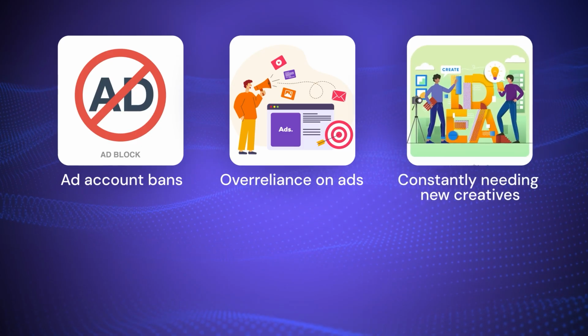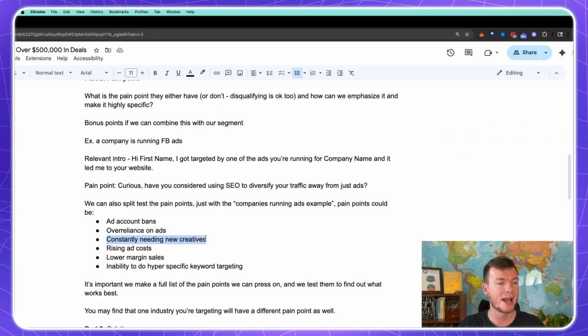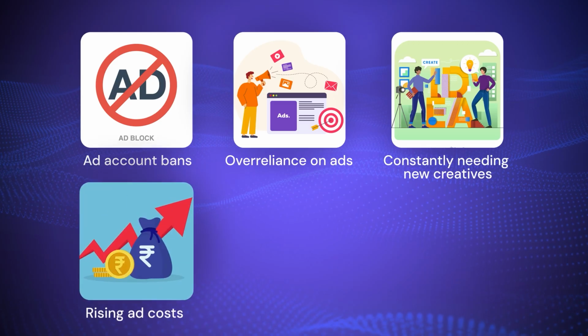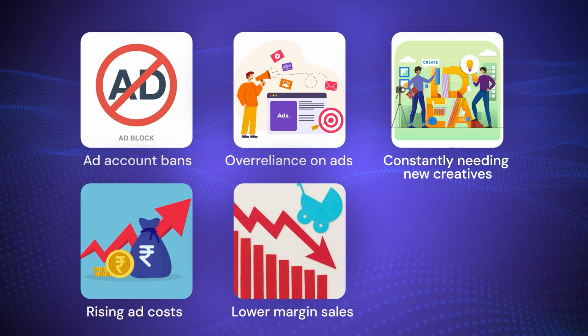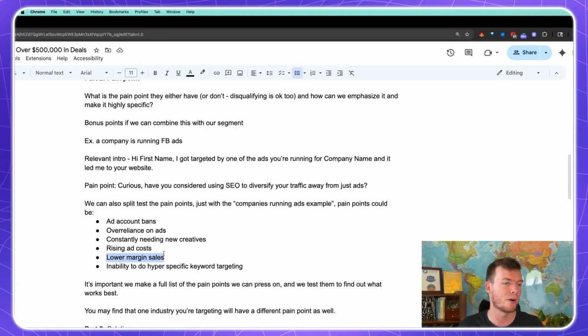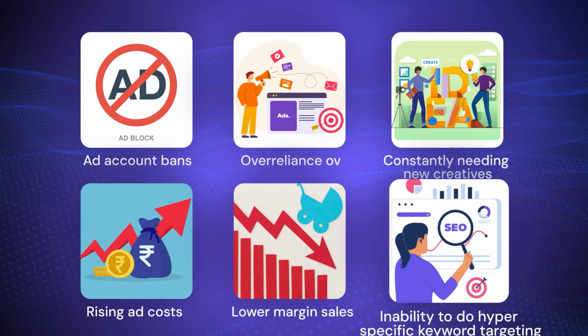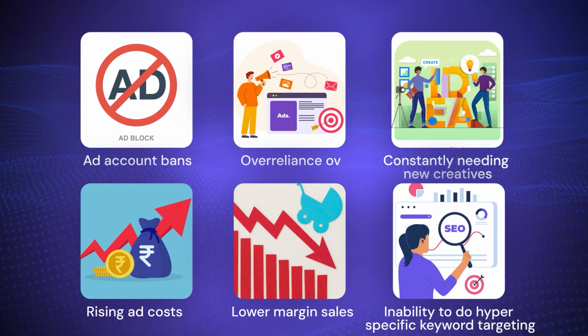It could be that they're over reliant on ads, and when ads stop, sales stop. It could be that they're constantly needing new creatives and it's a manual grind that never ends. It could be that over the last 5 years, ad costs have doubled, or there's lower margins on sales from ads and it can never really get profitability without organic sales. Or it could be that they're unable to do really specific keyword targeting that they know leads to larger orders.